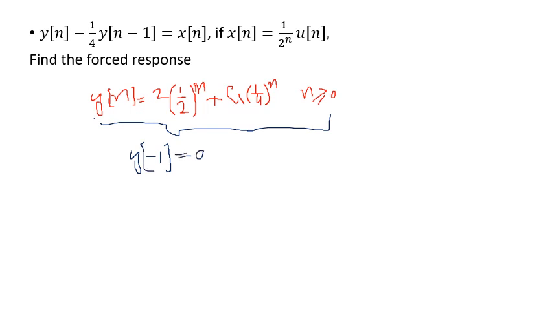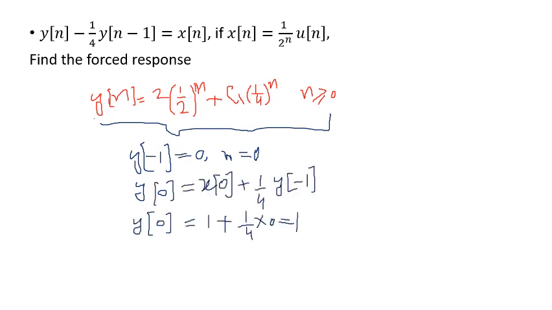Now to obtain C1, we translate the rest condition, that is y of -1 equals 0, to n equals 0. So we obtain y of 0 equals 1 plus 1 by 4. You understand how I get 1? If I replace 0 here, 2 power 0 is 1, 1 by 1 into the 1, it will result into 1, and y of minus 1 is 0, so I get 1 here.